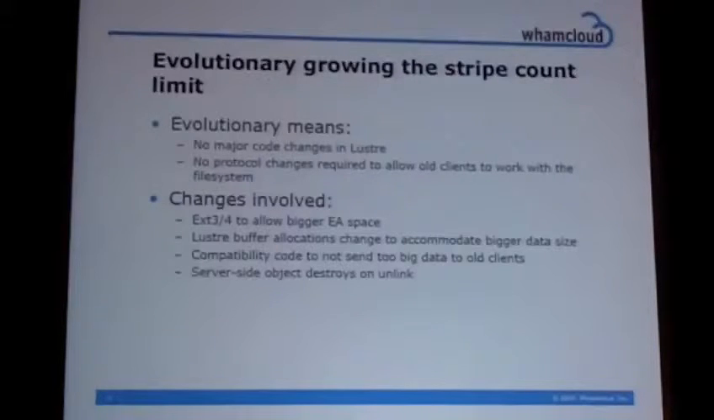Then, of course, to transfer this increased amount of striping information, we need to change buffer allocations elsewhere and accommodate the actual checks in the code that right now assume that stripe size is within a certain limit. Then, of course, the compatibility code needs to be introduced so that we don't actually send those large chunks of data to the older clients that have no idea what to do with it. And also a little bit related to compatibility, the server-side object destroys must be implemented now for certain cases.